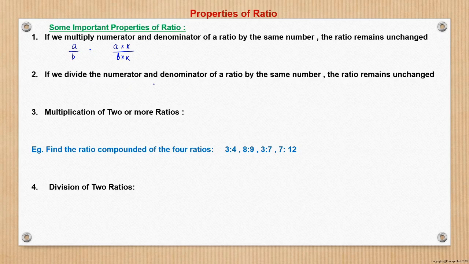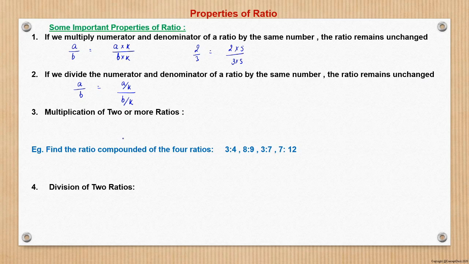Now, if we divide the numerator and denominator of a ratio by the same number, then also the ratio remains unchanged. Like if the ratio is a by b, and if I divide a by k and b by k, then also it will give the same a by b only. So same as the above one, no difference, right? We can take some example also. Suppose it is 2 by 3, so this is nothing but 2 times 5 by 3 times 5. So this is the same as 2 by 3, 5 gets cancelled, and same here.